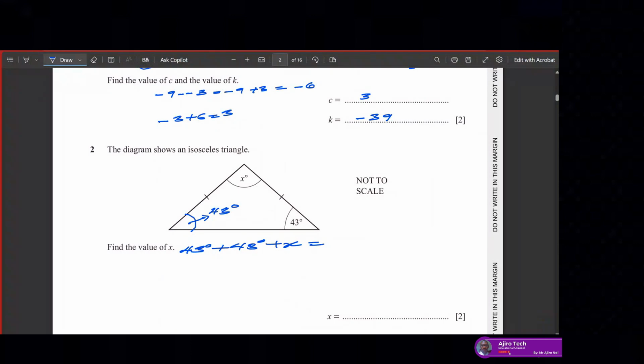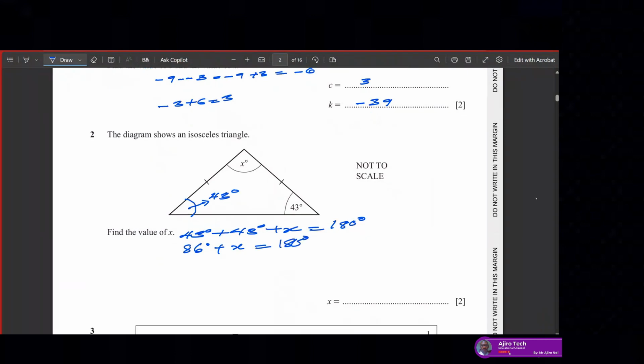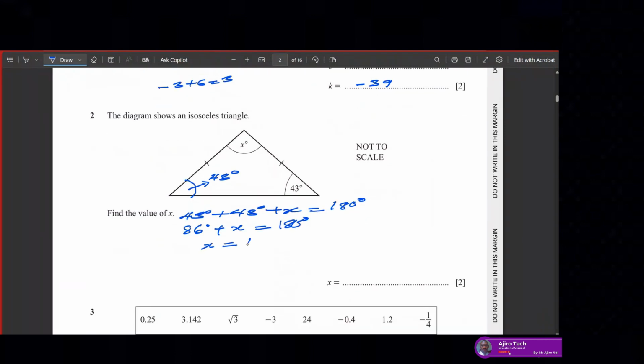Okay, but this equals what? 180 degrees. So when you add these two together, it becomes what? 86 degrees plus x, right? Equals 180 degrees. And then this becomes x equals 180 degrees minus 86. And our answer is what? 94 degrees. So this is 94 degrees, okay?